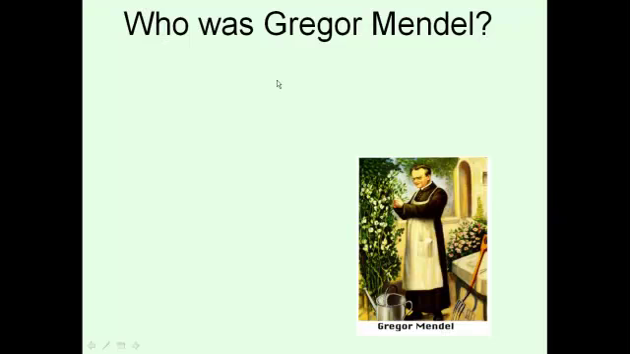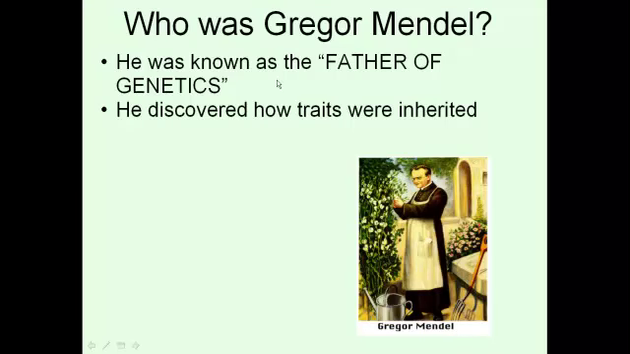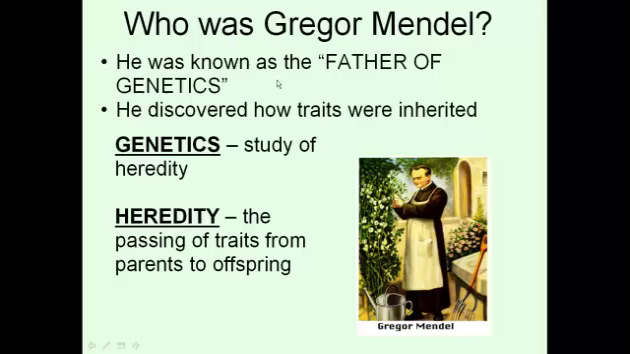Who was he exactly? Well, he was known as the father of genetics, and he's the person that discovered how traits are inherited. So the first term you need to know is genetics. Genetics is just the study of heredity. And heredity is how traits are passed from parent to offspring. So how you inherit the things that make you you from your mom and your dad.